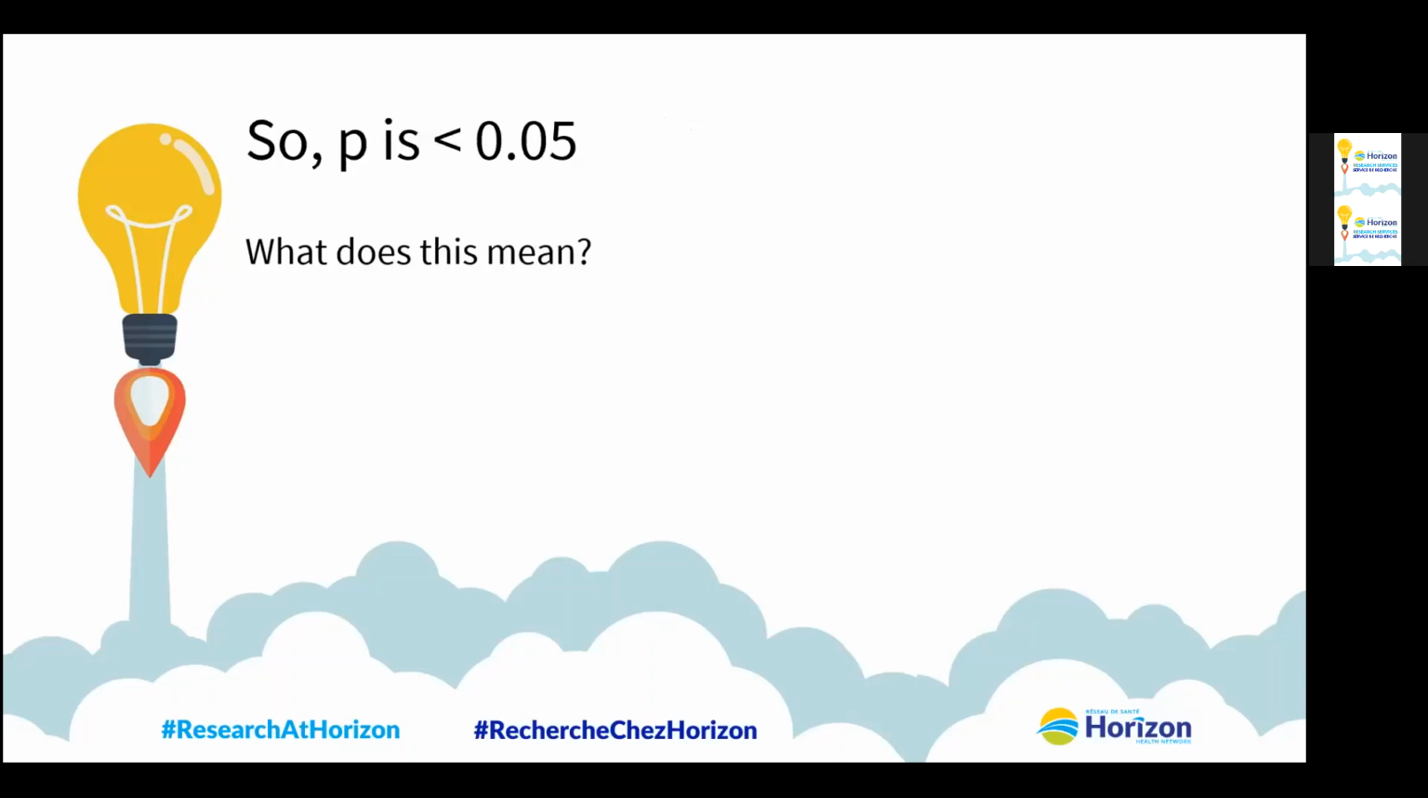So consider an analysis of your study data, and upon looking at the results output from your stats package like SPSS or Stata or R, you obtain a p-value less than 0.05. So when it comes to your study, what does this mean?